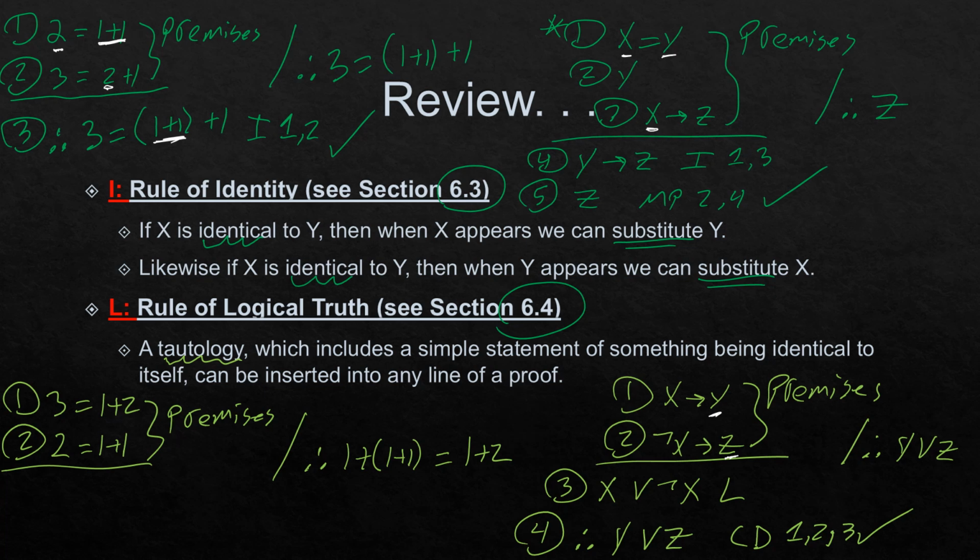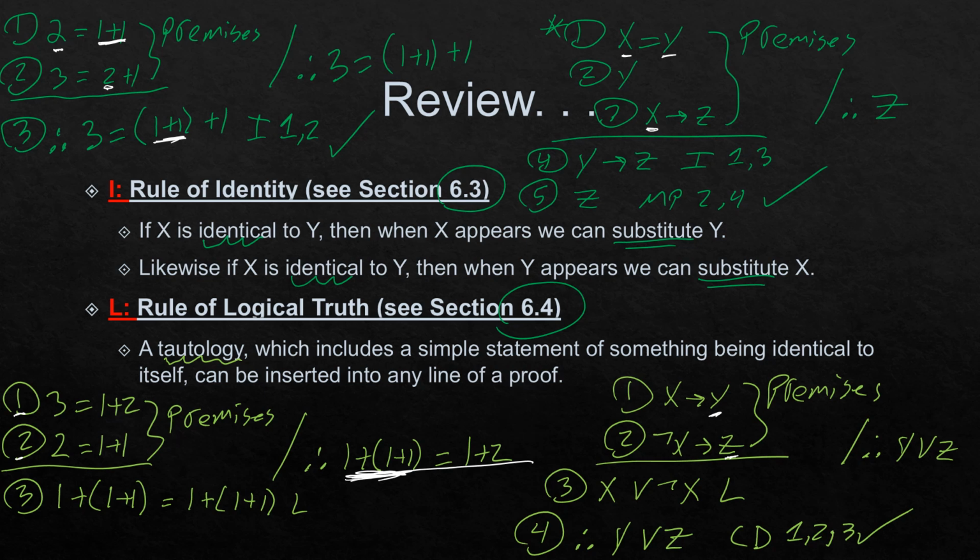Consider this equality. Think about the left-hand side. This 1 plus the quantity 1 plus 1 appears nowhere else. It appears in no premise. However, with the rule of logical truth, we can say that 1 plus the quantity 1 plus 1 is equal to 1 plus the quantity 1 plus 1, because that is a logical truth. Something is identical to itself.